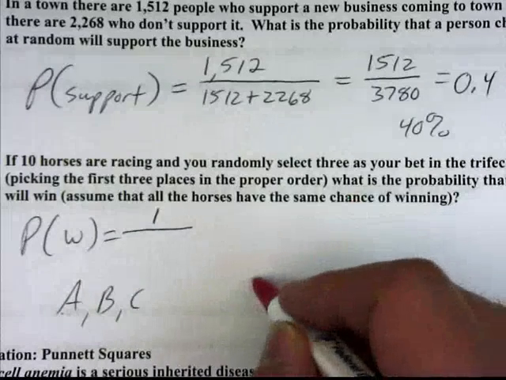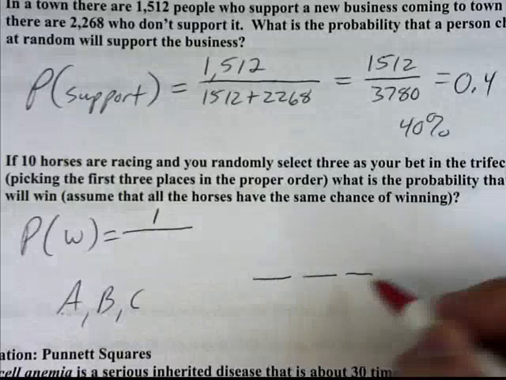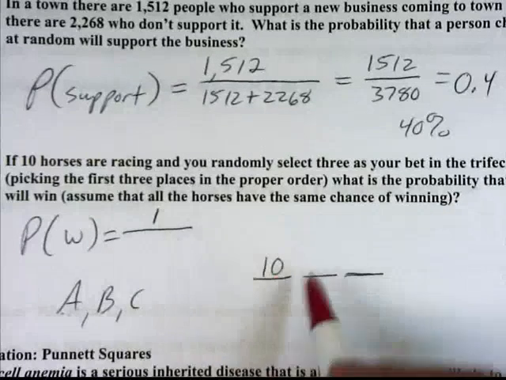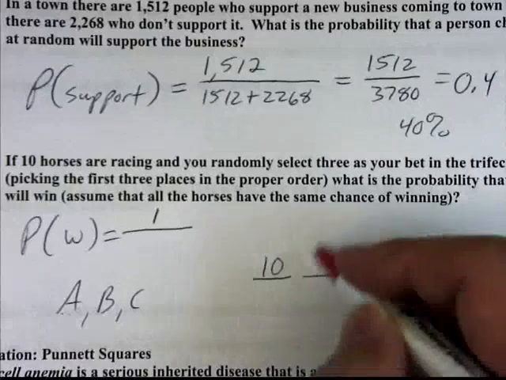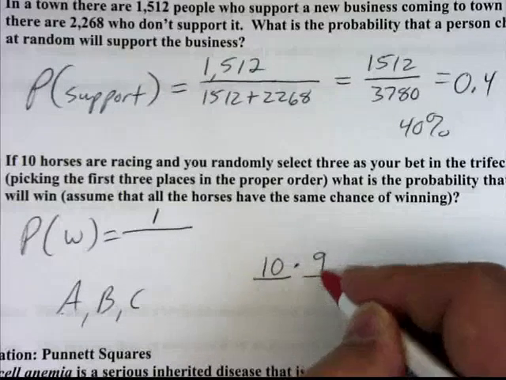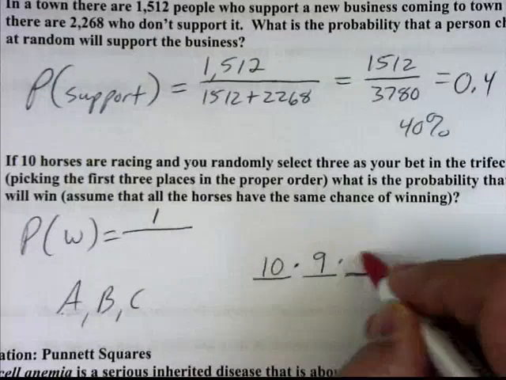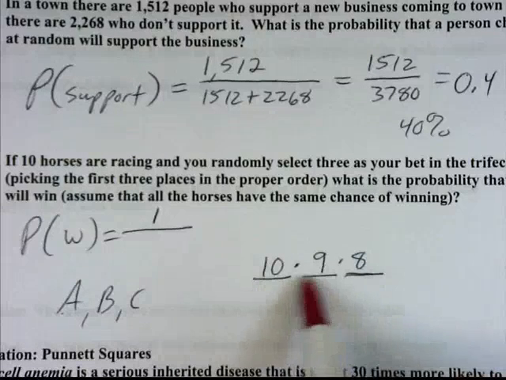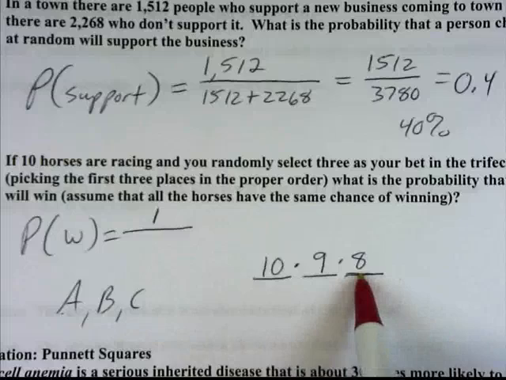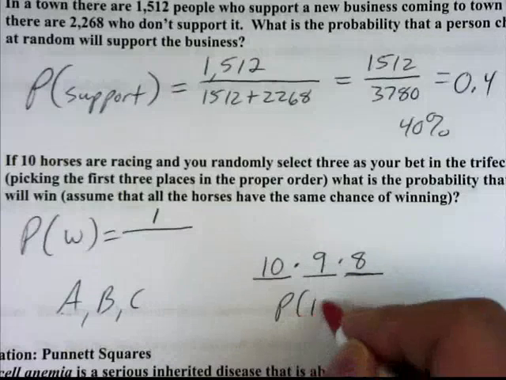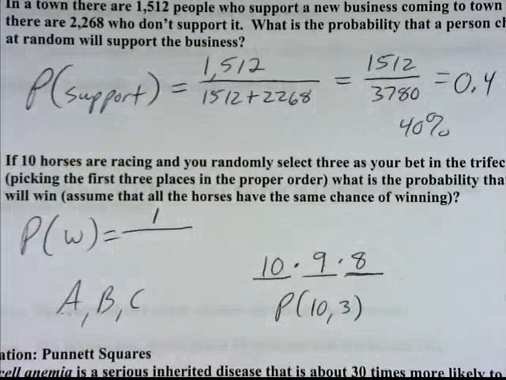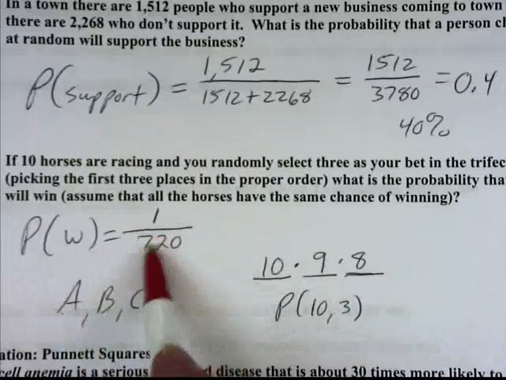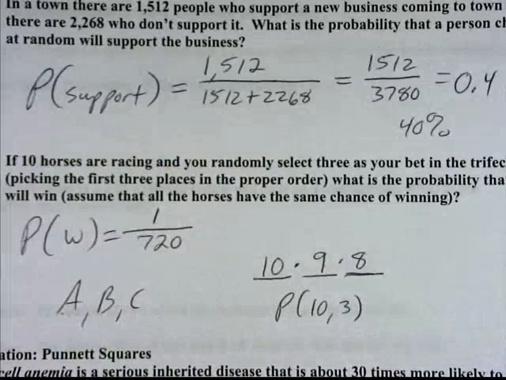Well, if we go back and think about our counting stuff, we have 3 places the horses could come in. Alrighty, and the order is important. There's 10 horses that can come in first place. Once the horses come in first place, they don't come back around. So there's only 9 horses left that could finish in second, 8 horses that could come in third. And order is important, so I don't have to divide out the overcount. And this is just a permutation. 10, choose 3. And that's going to be 720. So our probability of winning would be 1 out of 720.